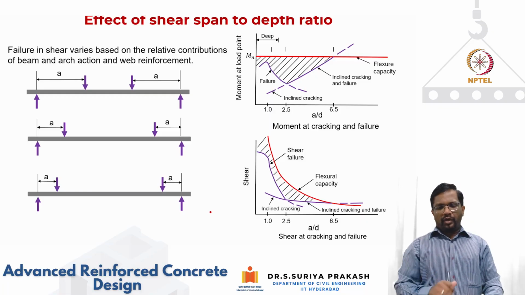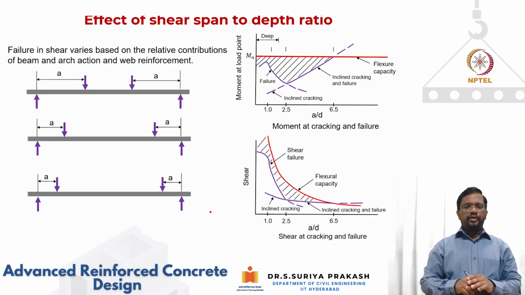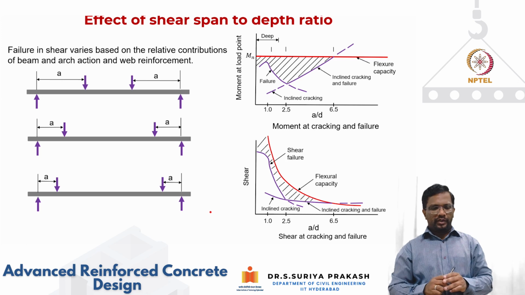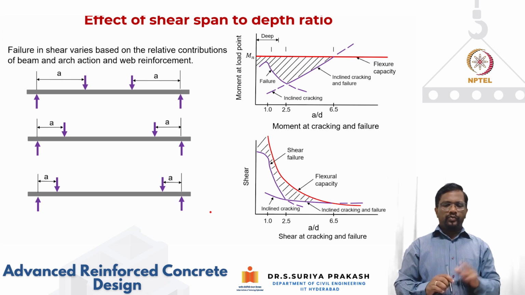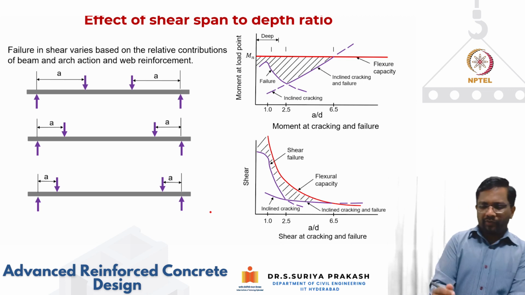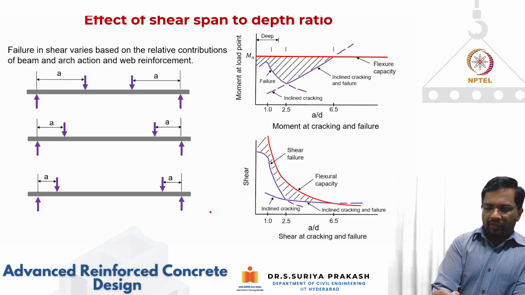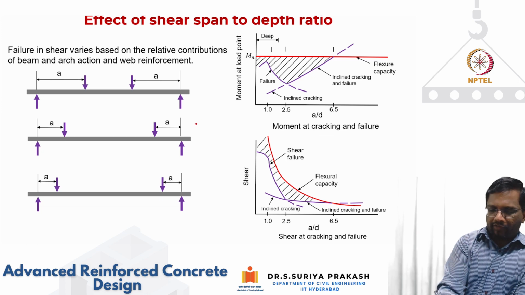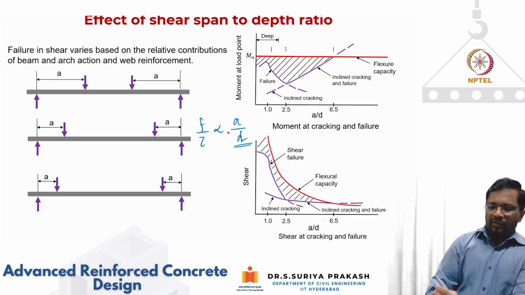Now, this is again another important aspect that we need to discuss in shear. We talked about the shear span to depth ratio. So we looked at the relationship between normal stress and shear stress, right? So normal stress by tau is proportional to a by d.